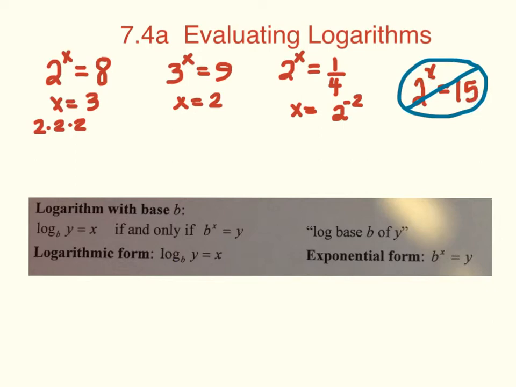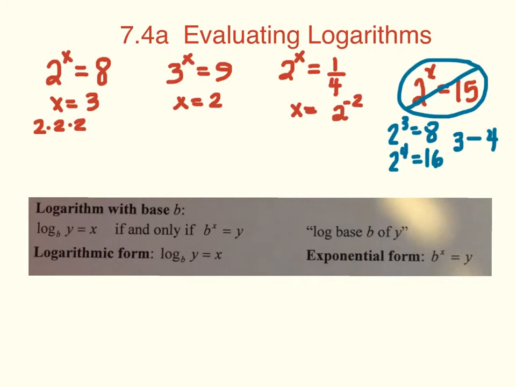And obviously, if I know that 2 cubed is 8 and 2 to the 4th is 16, then the number is going to be somewhere between 3 and 4. So 2 to some number between 3 and 4 is going to give me 15. And as a matter of fact, it's going to be even closer to 4, but it's going to be an irrational number.